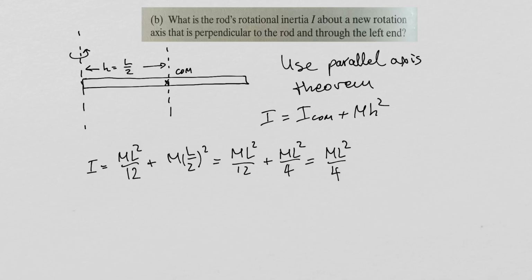So substituting the result that we obtained for the moment of inertia of the center of mass, ML squared divided by 12, and for h, substituting L over 2 gives us M times L over 2 to the second power. When you do the calculation, you end up with the moment of inertia about this new axis being ML squared divided by 4.